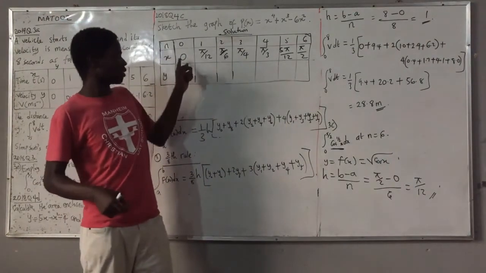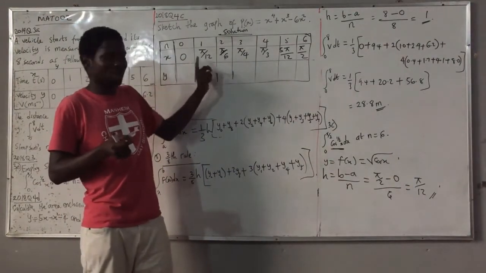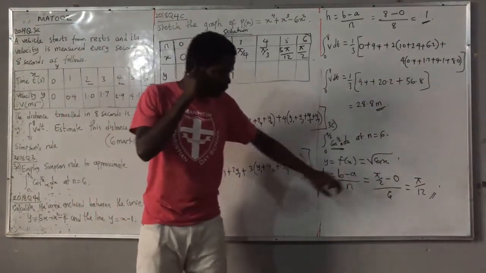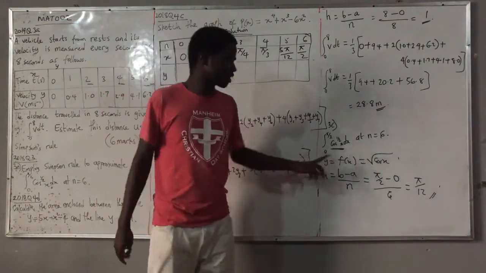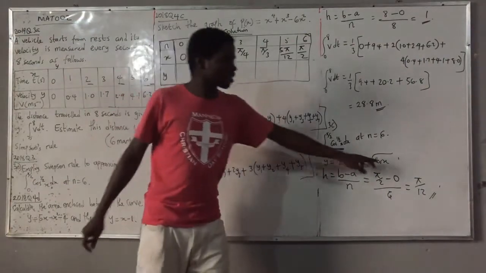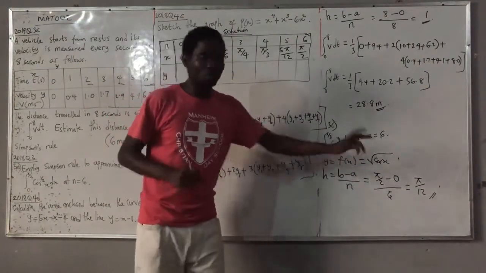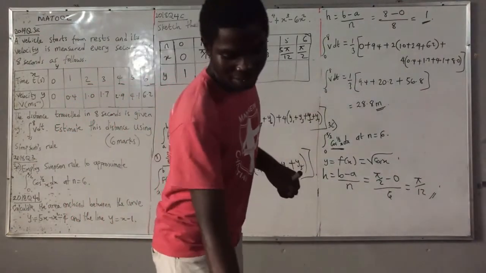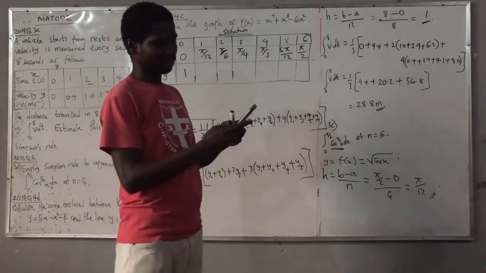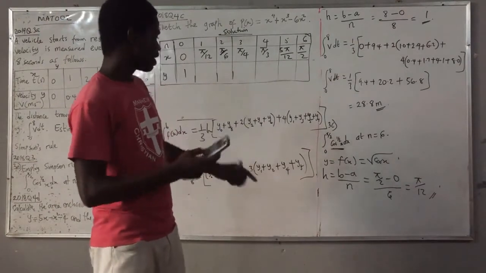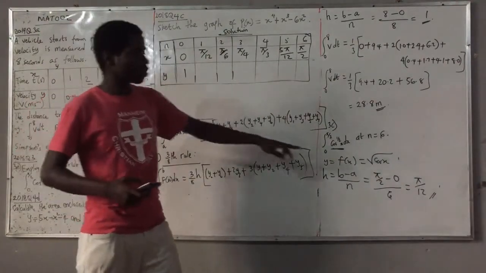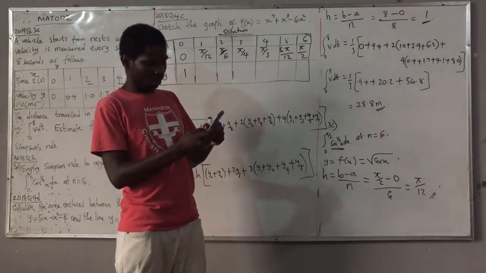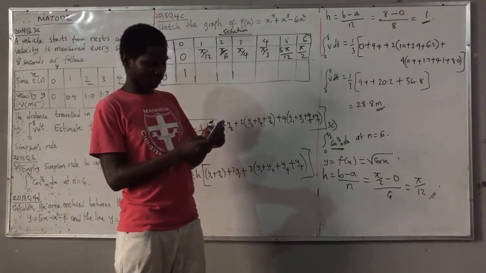So my y naught will be when s is 0, put it. When s is pi over 2, that will be my y1. Do you understand? So put it inside this one. You need a calculator. Cos 0 is 1. Square root of 1 is 1. Pi over 12, that is 180 divided by 12, which is 15. So the next one, for this one now, square root of cos 15.